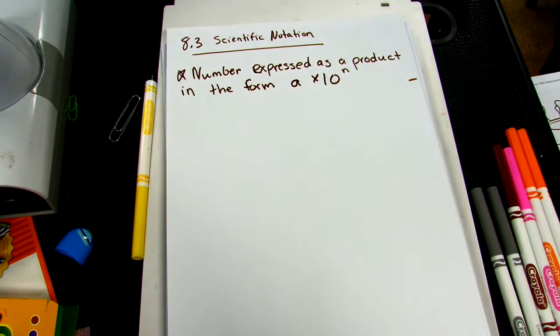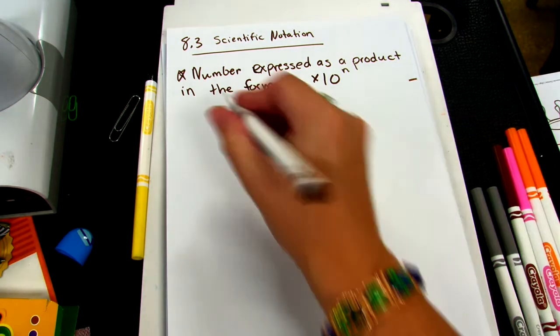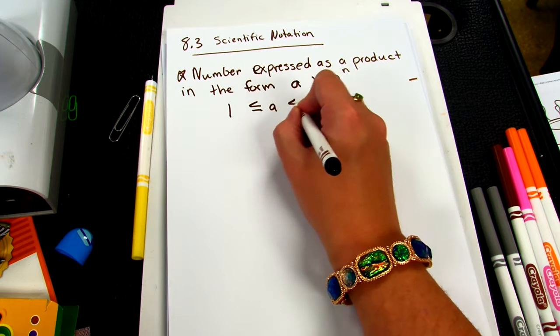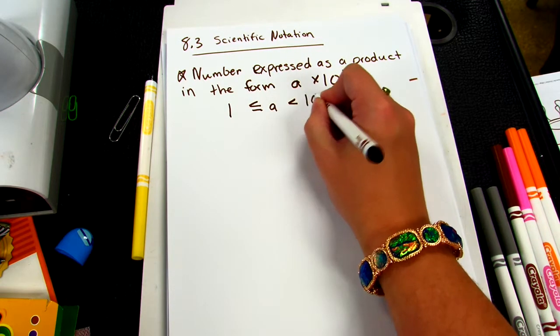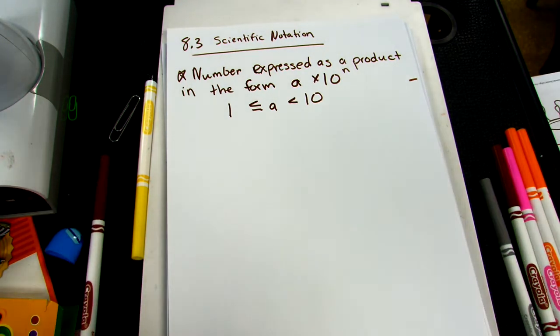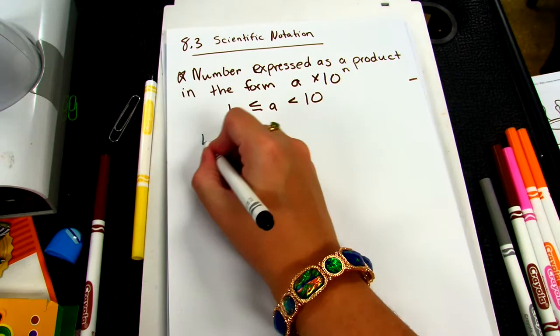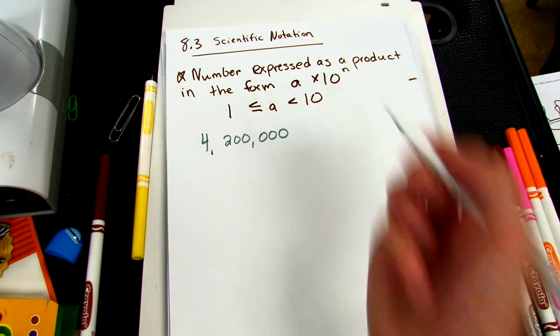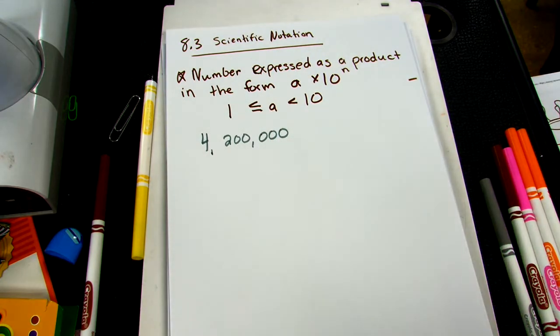So here's something very, very specific about A. A has to be greater than or equal to 1, but it has to be less than 10. Okay? It's very specific about A. So how does it work? Let's say we have this really, really big number, 4,200,000. And we want to write that in scientific notation.